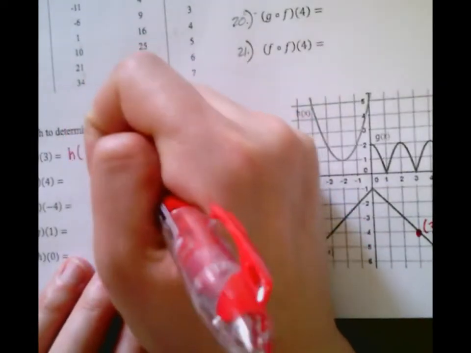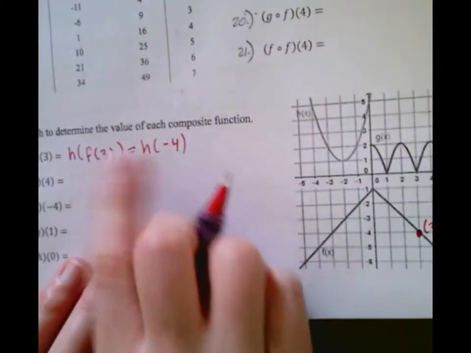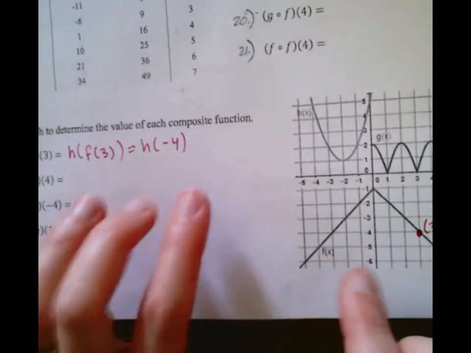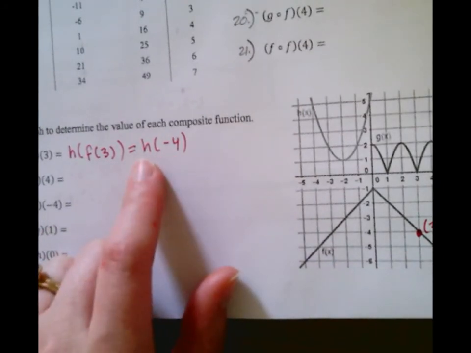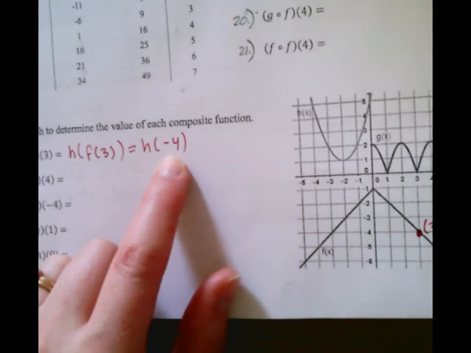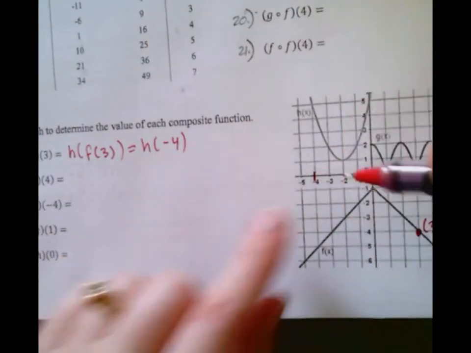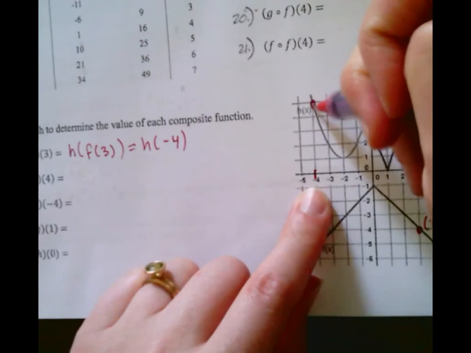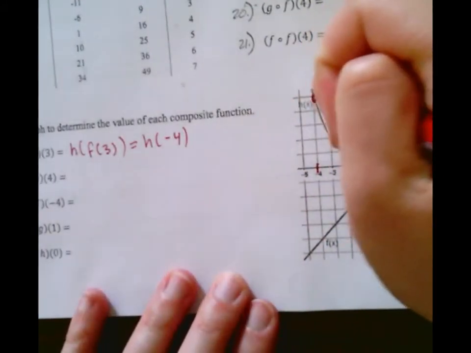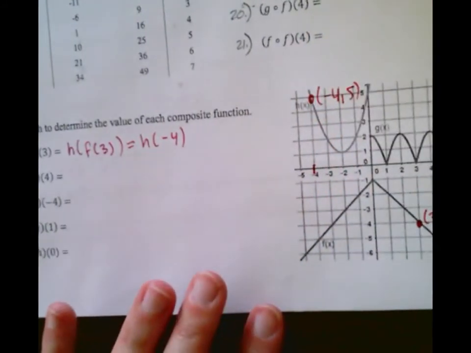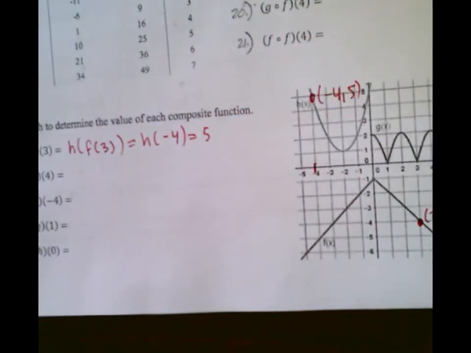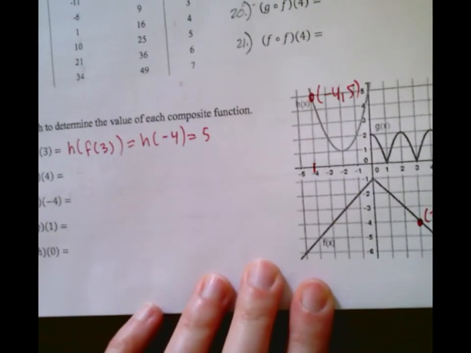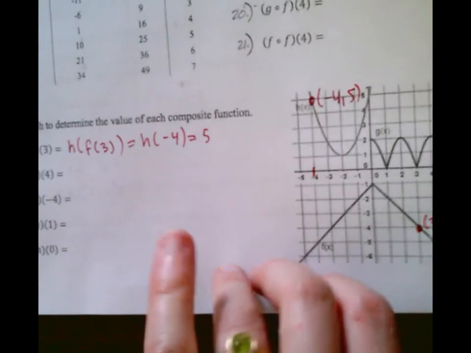So coming up here, I'm going to get h of negative 4 because I replaced f of 3 with negative 4. Now I have this new input value of negative 4 that I have to map. See what is h when x is negative 4. So I'm going to go over to negative 4 and trace up to the graph of h, and I see it's at the point negative 4, 5. So now I know h of negative 4 is equal to 5. Okay, so we will definitely be continuing to practice this in class. Do the best you can to finish the packet and come to class with any questions you may have.